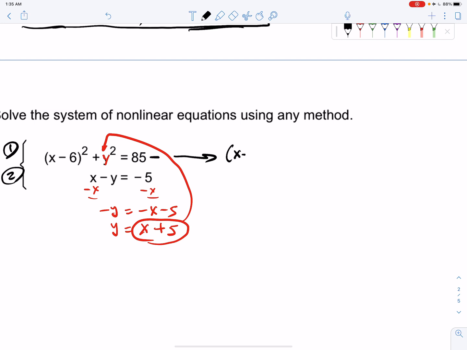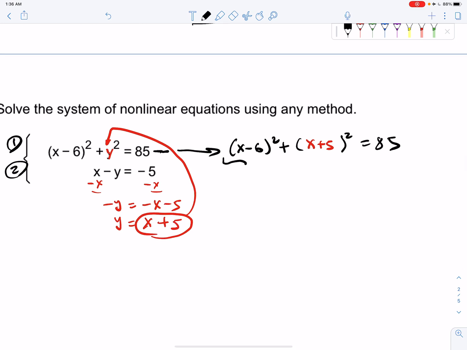This gives me quantity x minus 6 squared plus, and remember this is the y value that I subbed in. It's now x plus 5, and that equals 85. Okay, well, I think we're going to have to do some multiplying here, of course. We have to multiply that out. And when I do that, I get x squared minus 12x plus 36. And then when I multiply this out, I get x squared plus 10x plus 25. And on the right-hand side, I got 85.